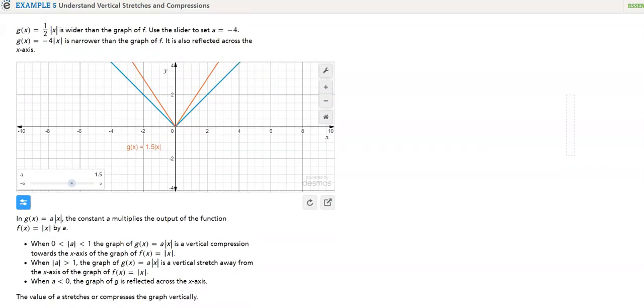Okay, so if you're taking your notes, these are the notes you want to have. When your A value is in between 0 and 1, the graph is a vertical compression. When it's greater than 1, it's a vertical stretch. And then the other thing is if it's negative, it's going to open down.